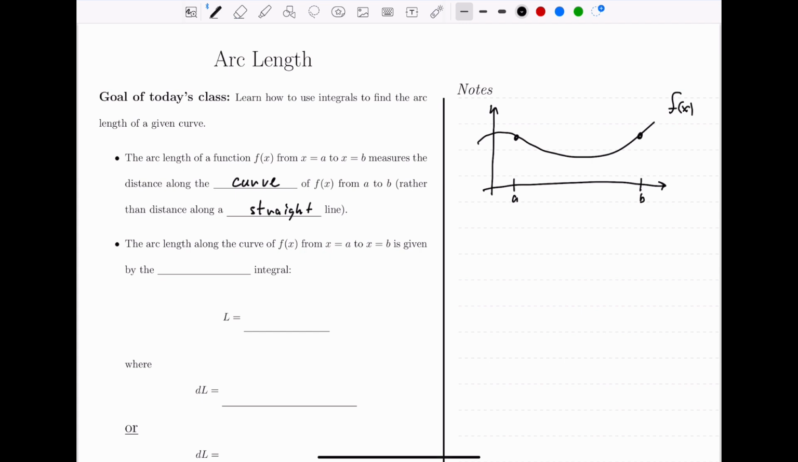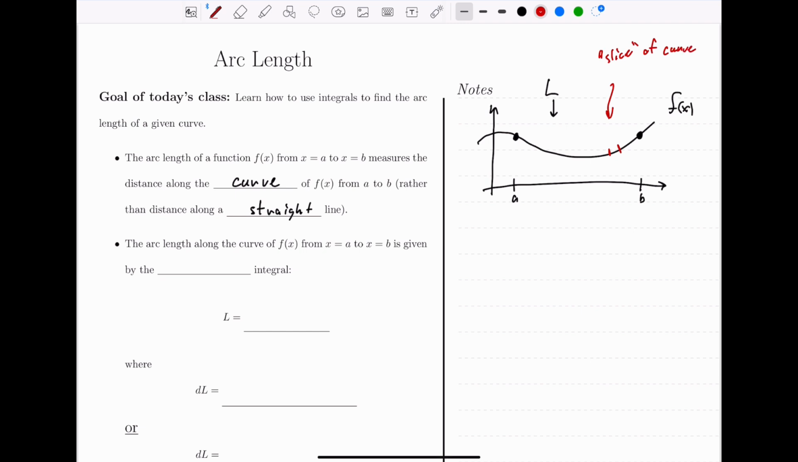Well, it turns out that we can find it using an integral. Let's call this length L. Let's just say that the length from when x equals a to when x equals b, the length of this curve, is L. And we're going to take a small length along the curve. We're going to think of chopping up this curve into smaller portions. So let's just take a small portion of the curve right here. So this is a small slice of the curve.